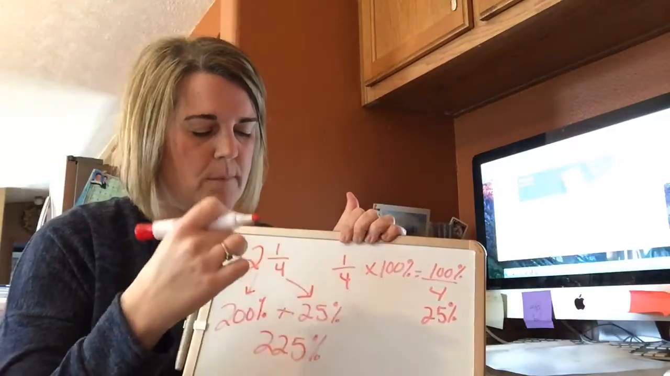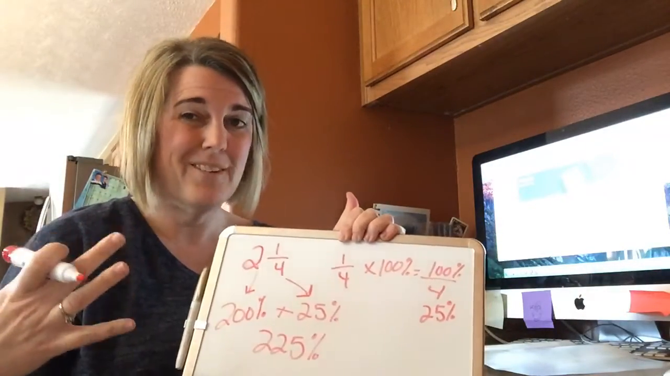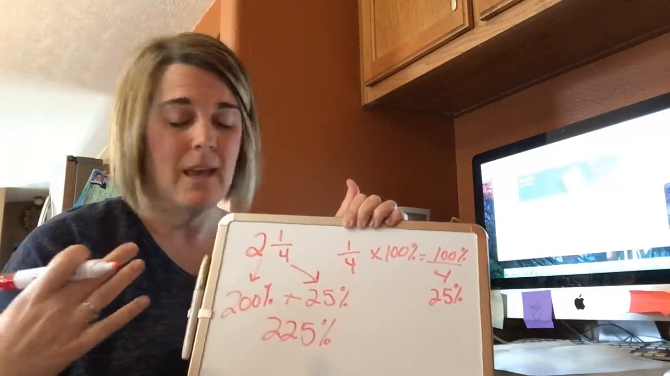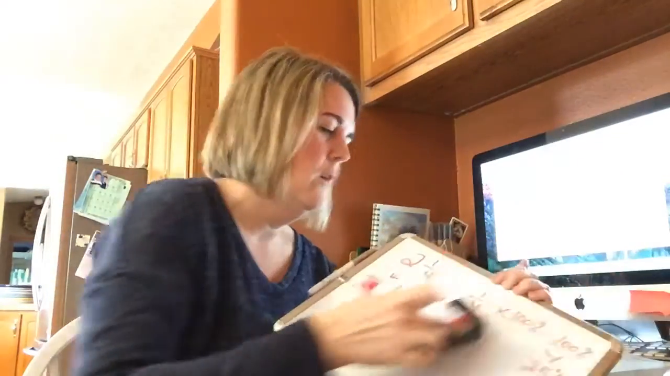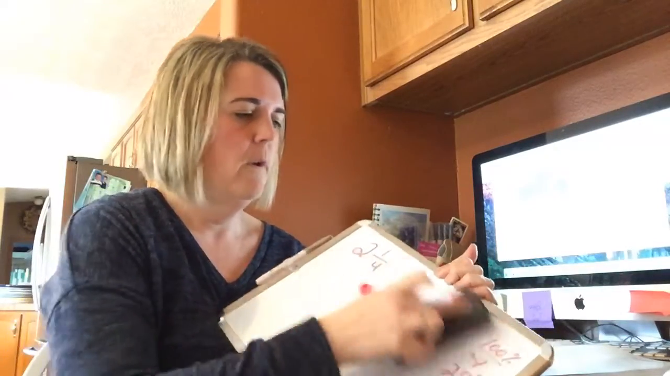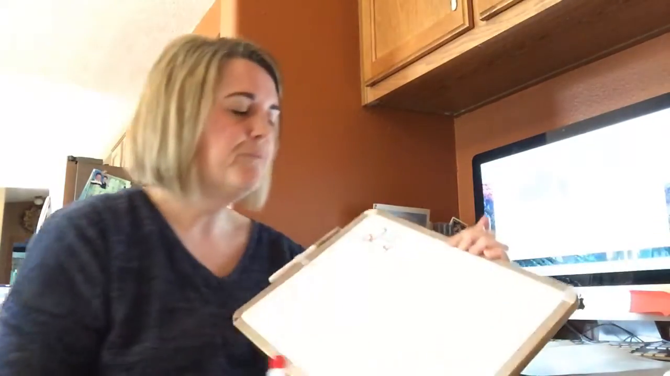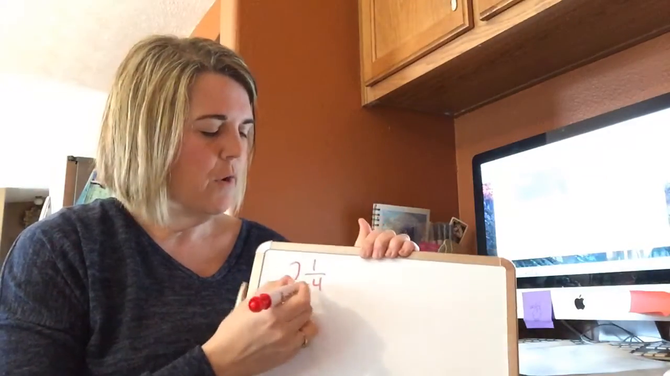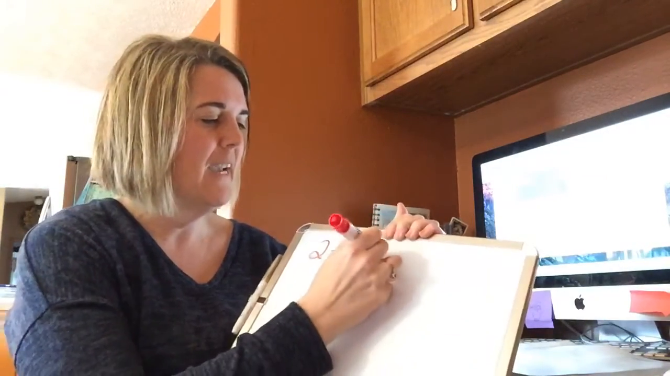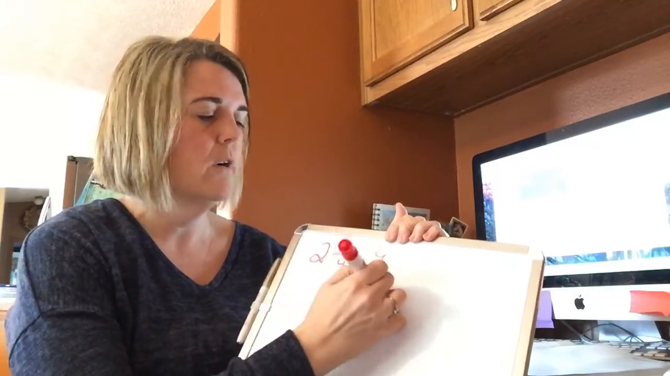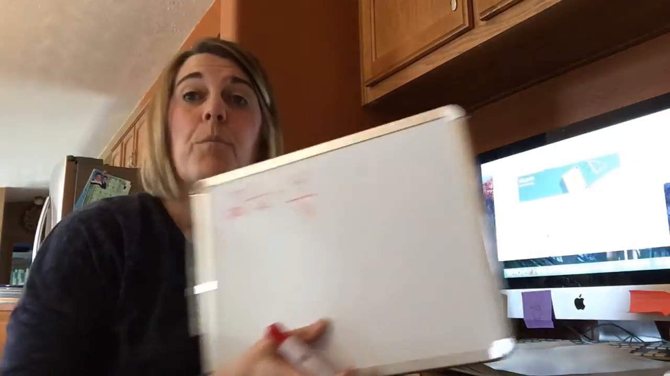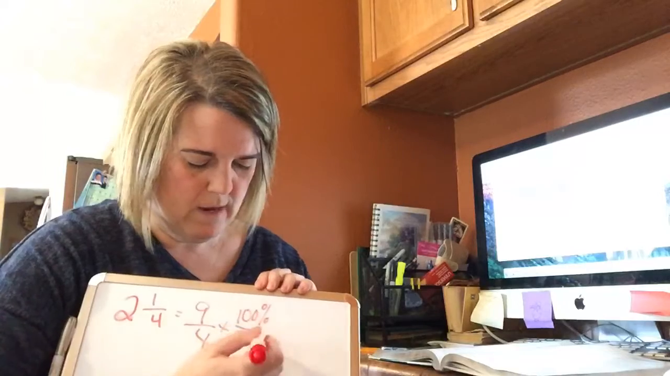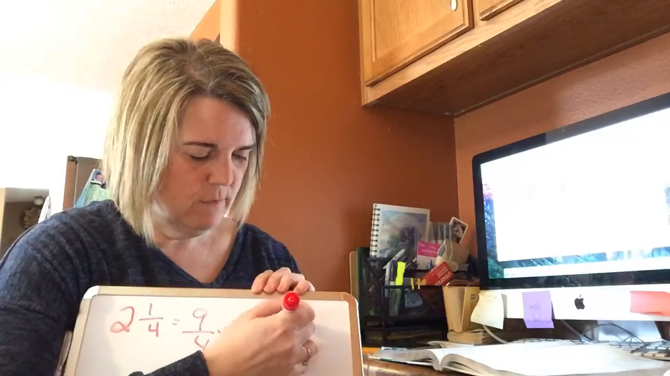You can separate the whole number and the fraction out, figure out them separately, and then put them back together. Or we can make this into a mixed number. So 4 times 2 is 8, plus 1 is 9, all over 4. So our mixed number is 9/4. Multiply that by 100%. So we put 100 over 1, and we're going to get 900%.